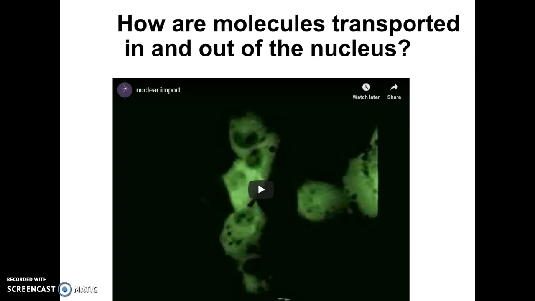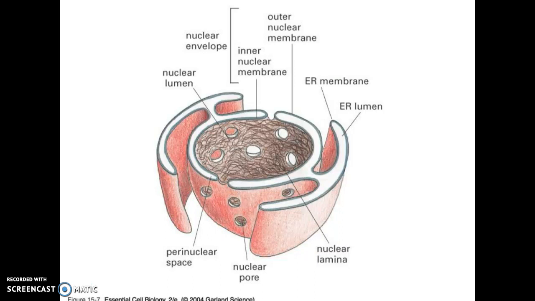But let's think about this. Translation happens in the cytosol. So these proteins get made in the cytosol and have to enter into the nucleus. And so how does that happen? The proteins go in through these nuclear pores.